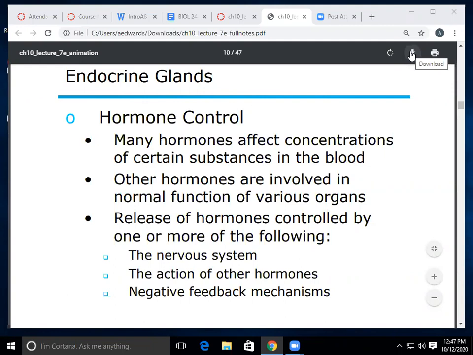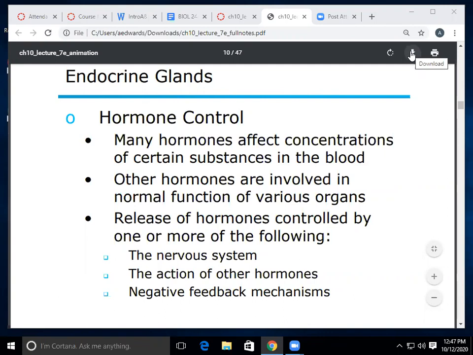And hormones, in a sense, I mean, the brain does a lot of control over the body, but the endocrine system does too. So a gland in one part of the body, through its hormones, can affect another organ.